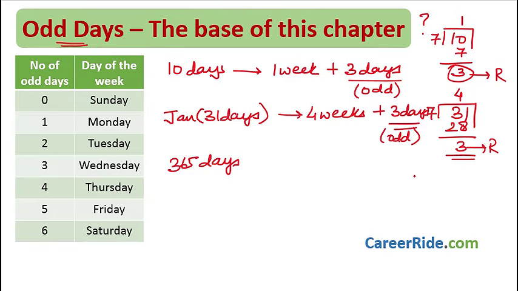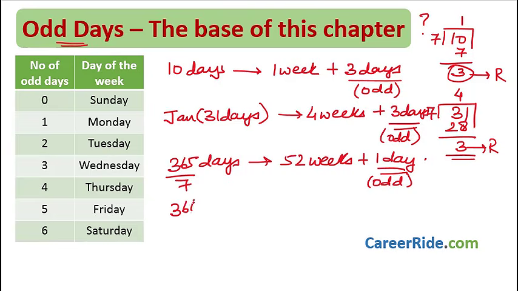Now what I'll do? I'll divide this 365 by 7, right? Because I want to find out how many weeks and how many extra days I'm left with. So I get 52 weeks plus 1 day, right? What is this 1 day? This 1 day is nothing but the odd day because it is not able to become a part of a complete week. Now, if the year was a leap year, what would I get? I would get 52 weeks plus 2 days, right? And these 2 days are nothing but the odd days.